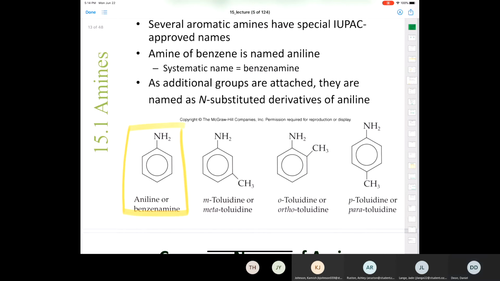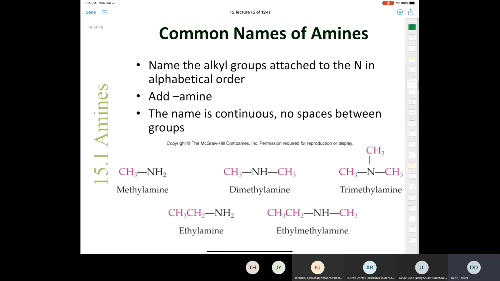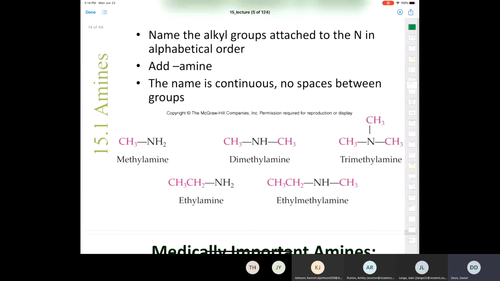All right. Common names of amines. When we're dealing with really small amines, common names are very popular. And all we do is list the alkyl groups in alphabetical order, and we follow them by the word amine. Couldn't get much simpler than that. If the name is continuous, we leave out spaces. So here we have a methyl group, so we call it methylamine. If we have 2 methyl groups, we call it dimethylamine. If we have 3 of them, trimethylamine. If you have an ethyl group, we'd call it ethylamine. And if we have 2 groups, well, you list them in terms of alphabetical order. So you put ethyl, E, and then methyl, ethylmethylamine.